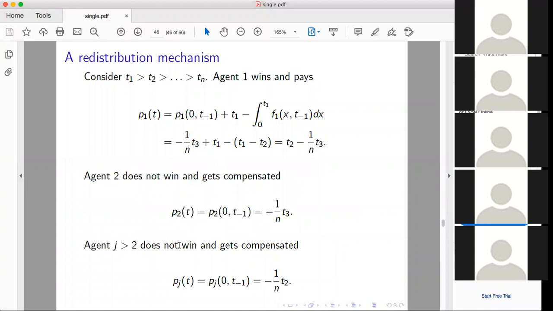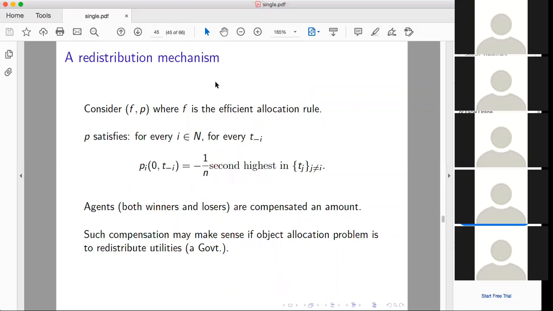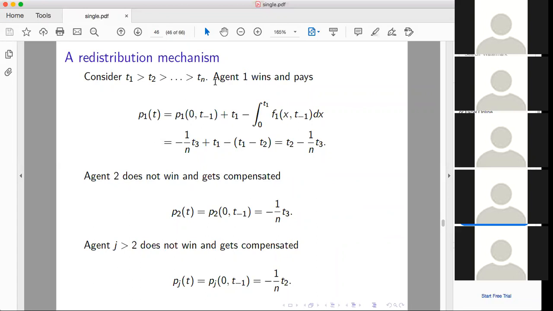Just for simplicity, consider a type profile T where there are no ties. I can do all these calculations with ties also, but it will be complicated to write down. But think of a type profile where T1 is the unique highest type, then T2 until Tn. Because this mechanism is efficient, at this type profile, agent 1 wins. So he's the winner.